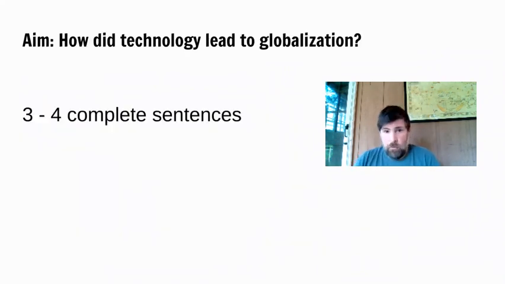So I now need you at the end of every video, you're going to do this. You're going to answer the AIM question in 3 to 4 complete sentences, basically summarizing what the video is about. How did technology lead to globalization? Just write 3 to 4 things about what you learned about this question at the bottom of the notes page, and then you're done.